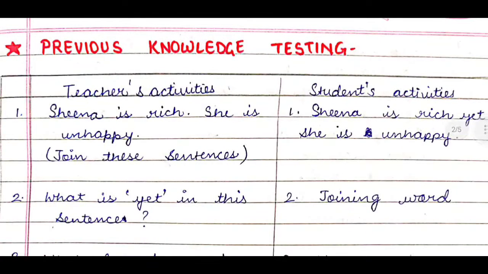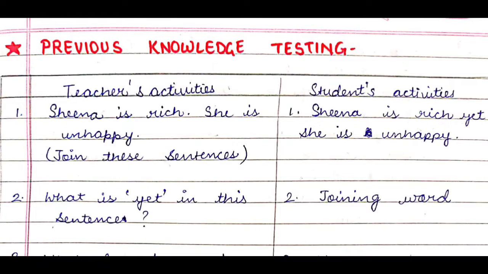After that comes previous knowledge testing. So for that, in our lesson plan, we'll make two columns. Okay, on the left side we write teachers activities and on the right hand side we write students activities. So the teacher will ask some questions based on their previous knowledge and the students have to answer.